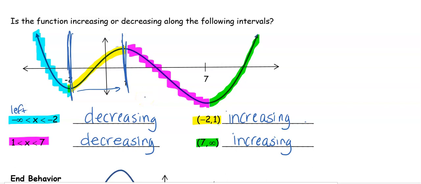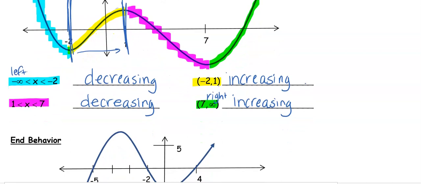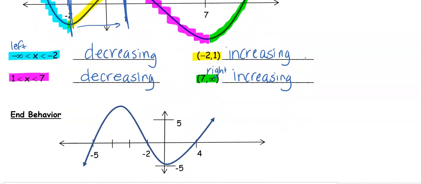And then from 1 to 7, again, the most important thing is that you are reading that graph left to right. I have a negative slope, it's going downhill, decreasing. And 7 to forever to the right, I am going to be increasing because I have a positive slope. Now that's breaking up my function to all these little pieces. The next section here is just talking about the end behavior.